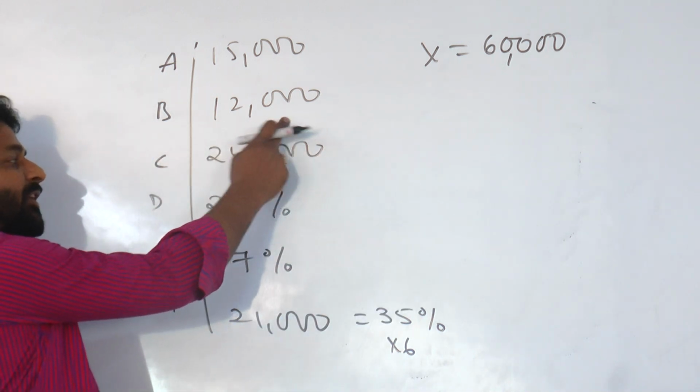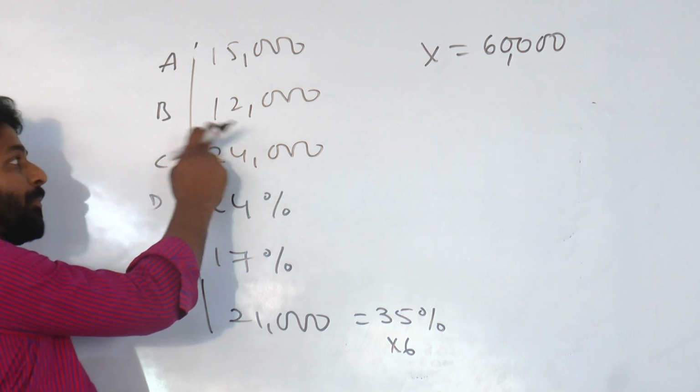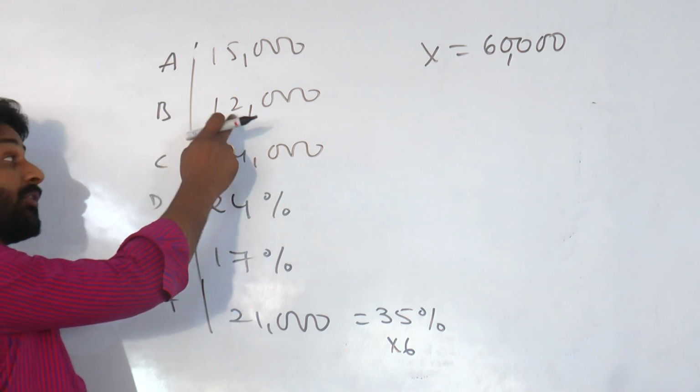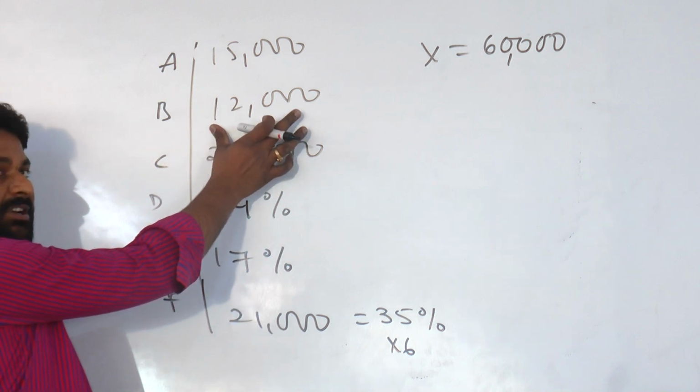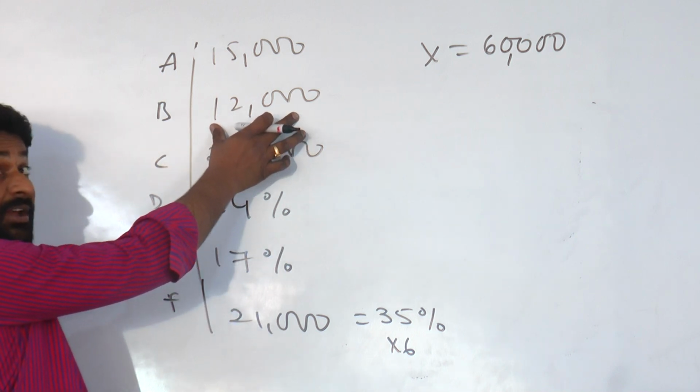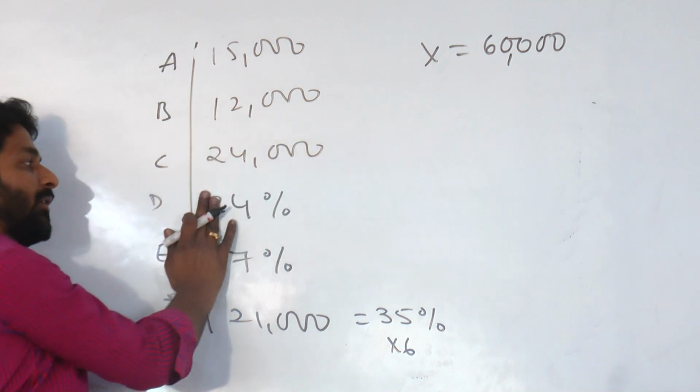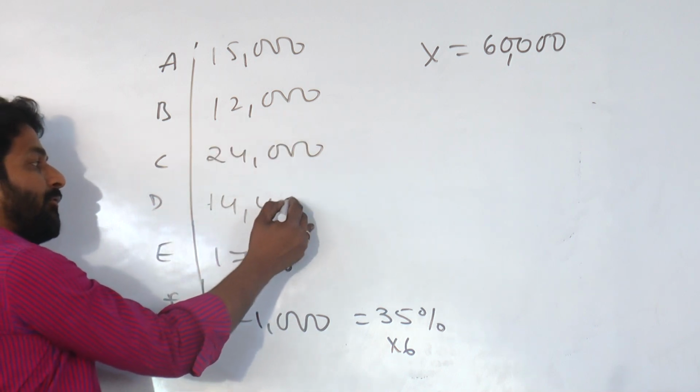This is 20%, right? B occupies 20%. 20% of 20% is 4%. So you need to add 20% of this number. 10% is 1200, 20% is 2400. Total 14,400.